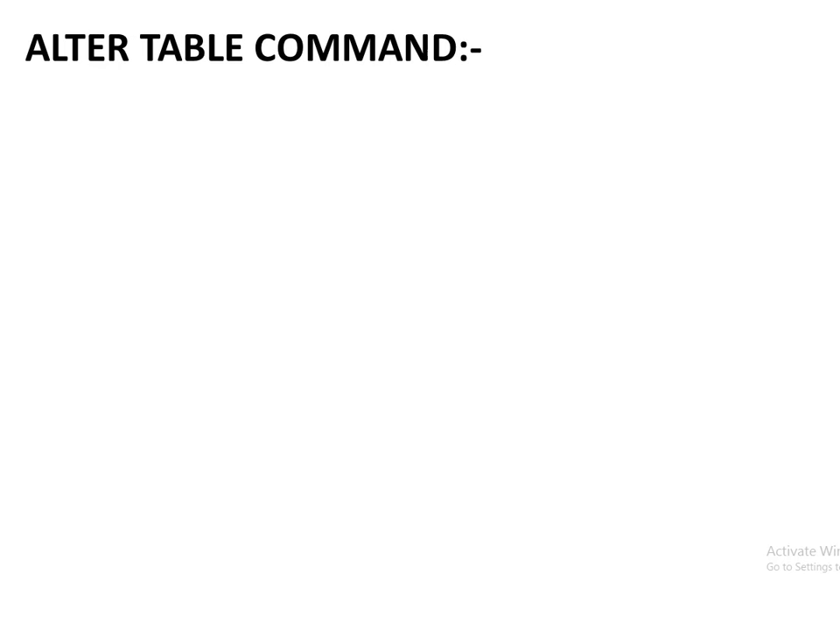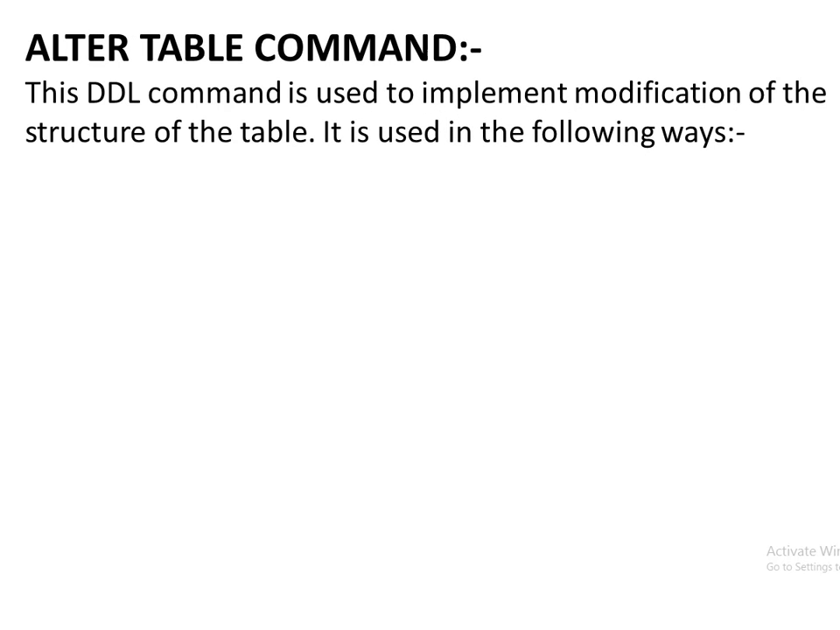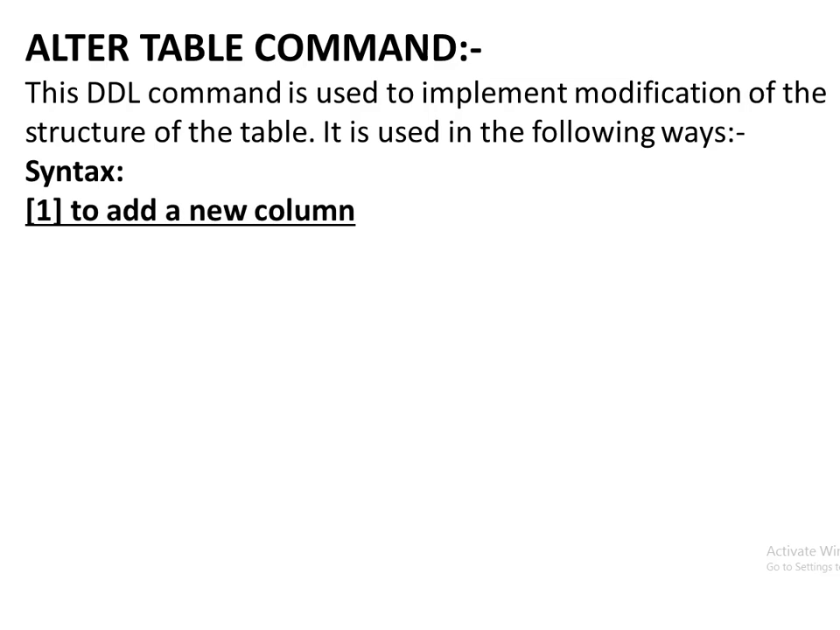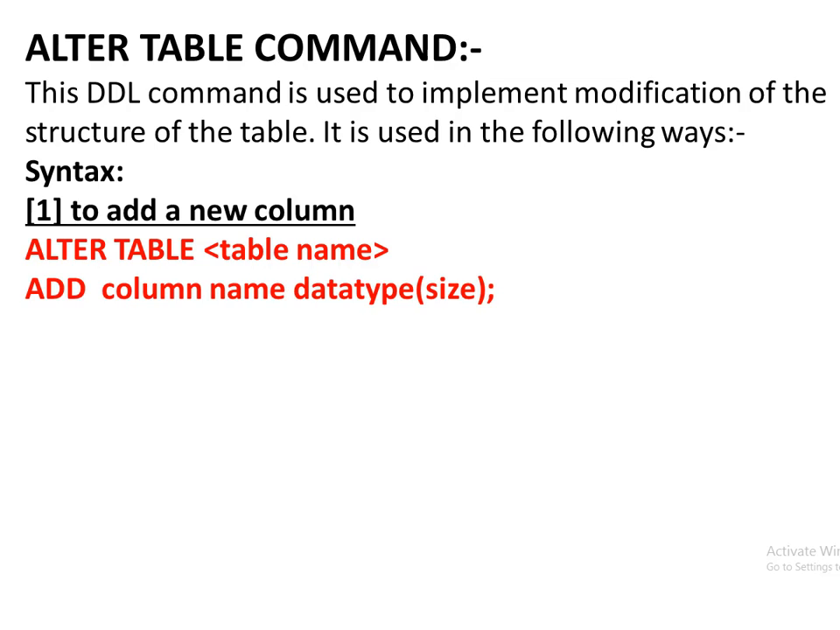Alter table command. This DDL command is used to implement modification of the structure of the table. It is used in the following ways. If I want to add a new column in the existing schema of a table, then the syntax will be alter table, table name, add column name, data type.